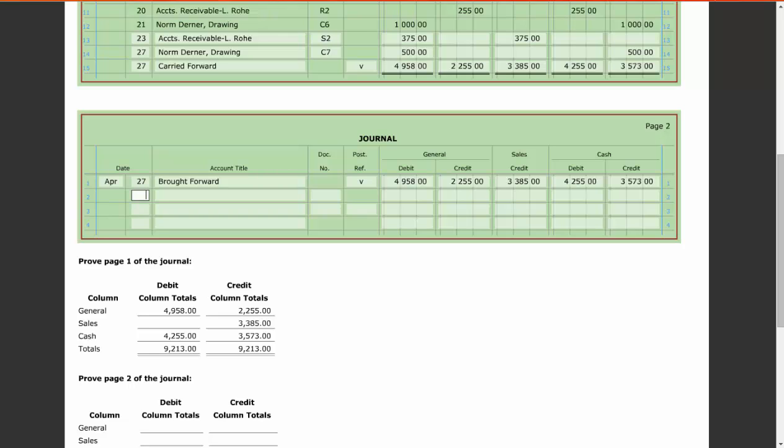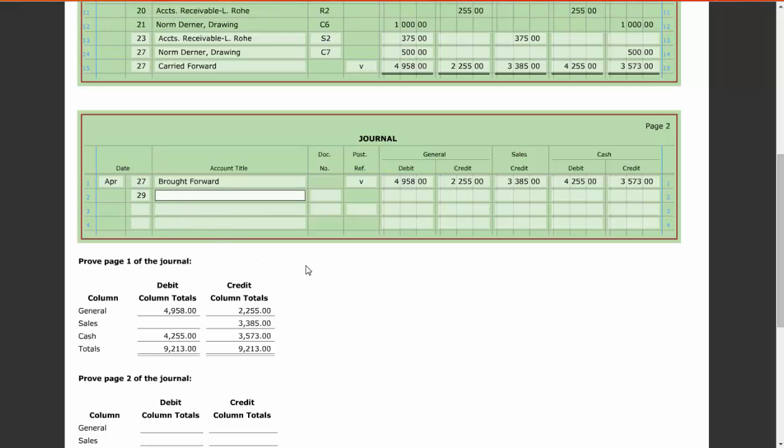So our next transaction reads, we did instruction number 3. We're on instruction 3, use page 2 of the journal to journalize the rest of the transactions. So we have the 29th, receive cash on account from L. Rowe, $300. So the date is the 29th.